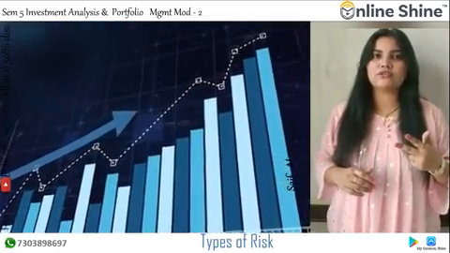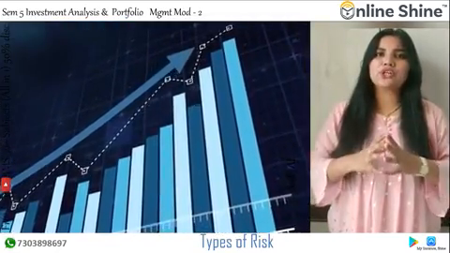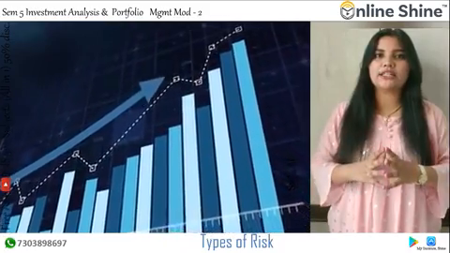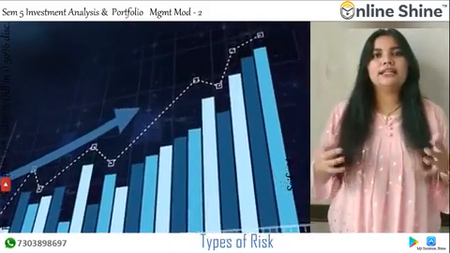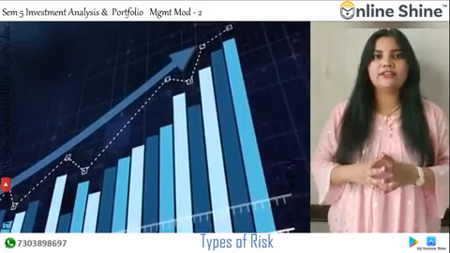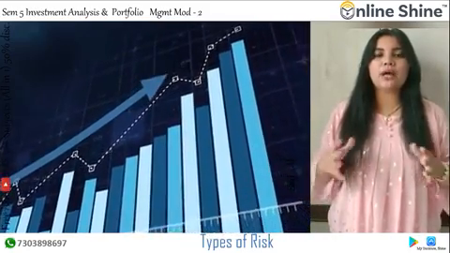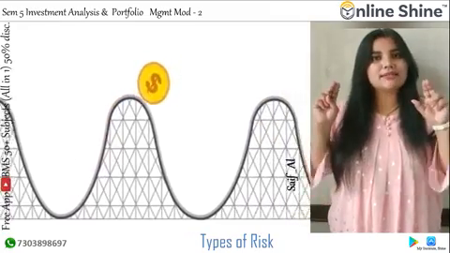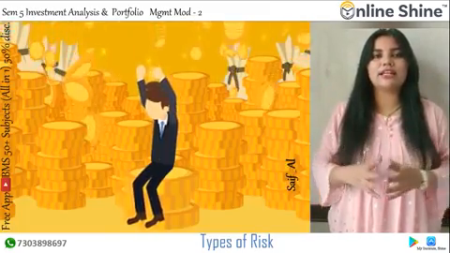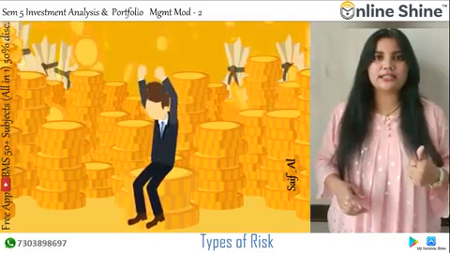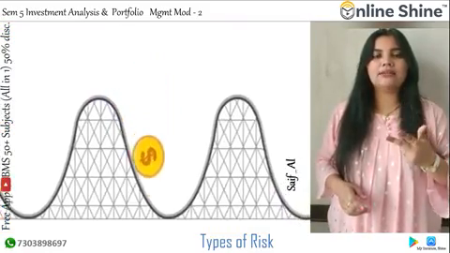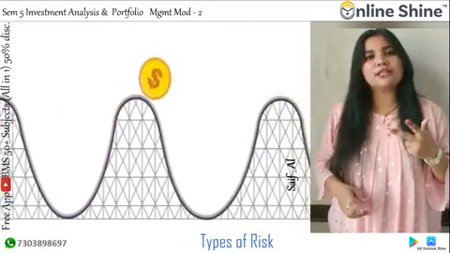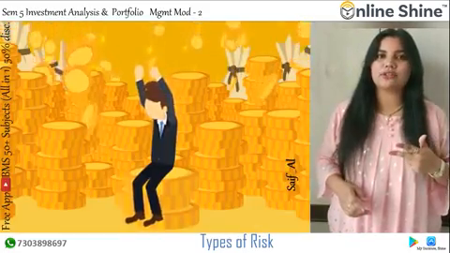Thus, the impact of economic, political and social changes is system-wide, and that portion of total variability in security returns caused by such system-wide factors is referred to as systematic risk. Systematic risk can be further subdivided into interest rate risk, market risk and purchasing power risk. Purchasing power risk is also known as inflation risk.